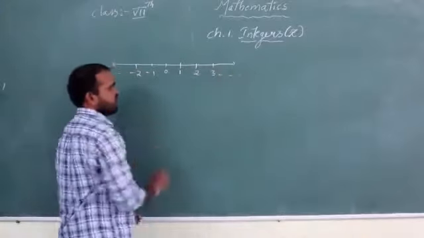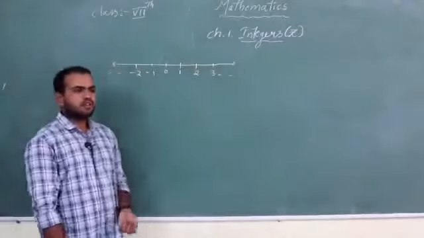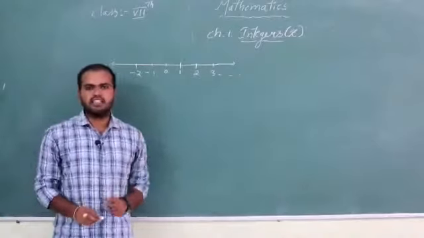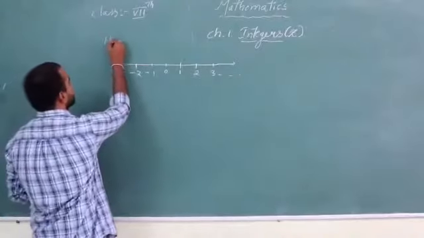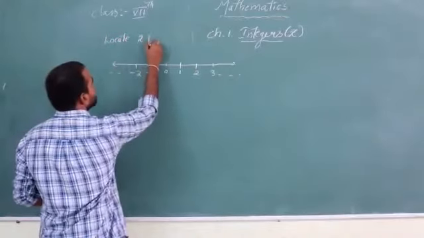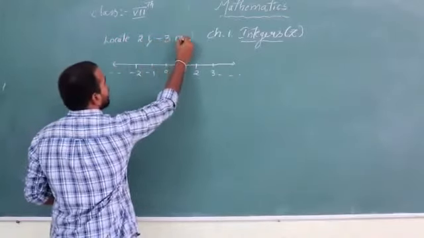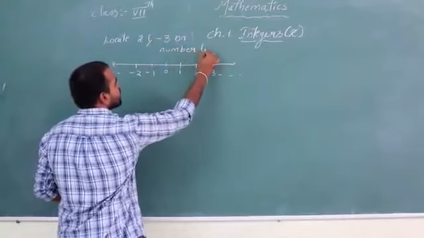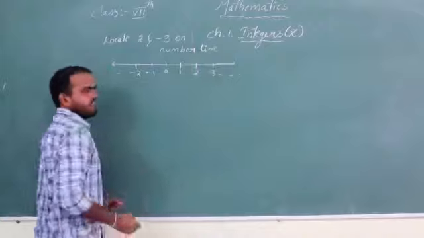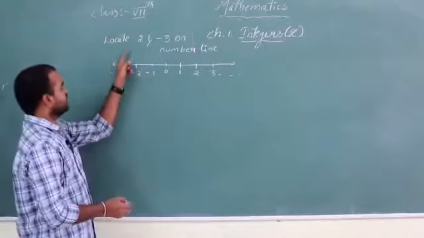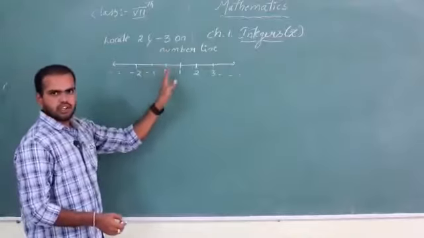Okay, so numbers also I will give, and will ask to locate 2 and minus 3. Locate 2 and minus 3 on the number line. So how will we locate? We have to draw the number line. Locate 2 and minus 3 on the number line.